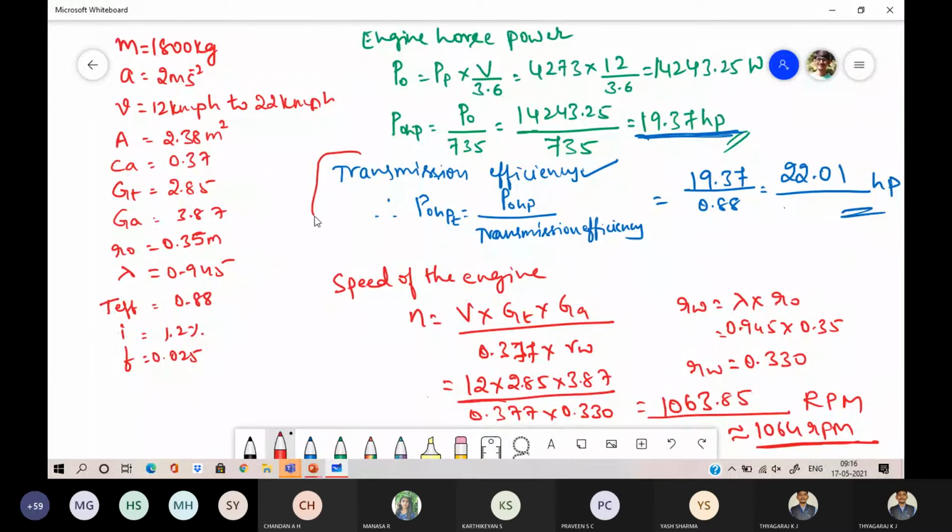So the only extra thing they have given is the transmission efficiency. If the transmission efficiency is given, you have to arrive at this step, that is, whatever HP you get, the power of the engine divided by the transmission efficiency. So it will be the power of the engine when the transmission efficiency is given. Okay, is it clear? Kindly note down these steps so that we can move to the next module.